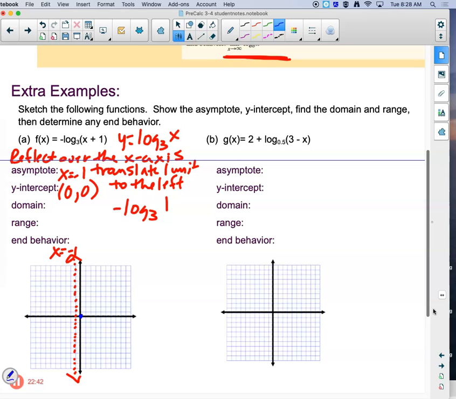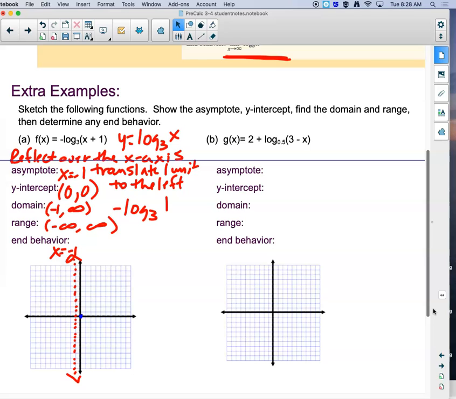The domain. Well, that was why it was important that we figured out what was going on with our asymptote here, because our asymptote is now going to be 1 to the left. That's going to be from negative 1 to infinity. Then I have to think range. Well, it's still going to go up and down forever. But I probably want to see the graph before I start talking about the end behavior.